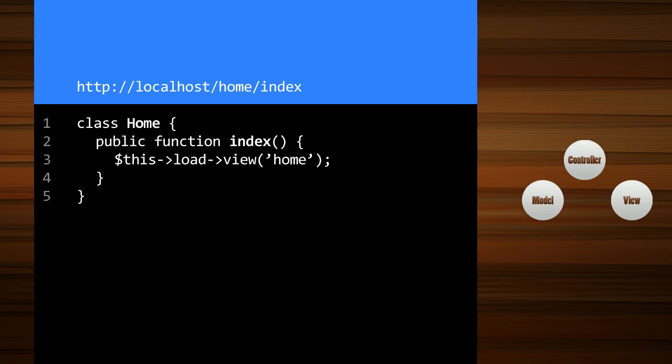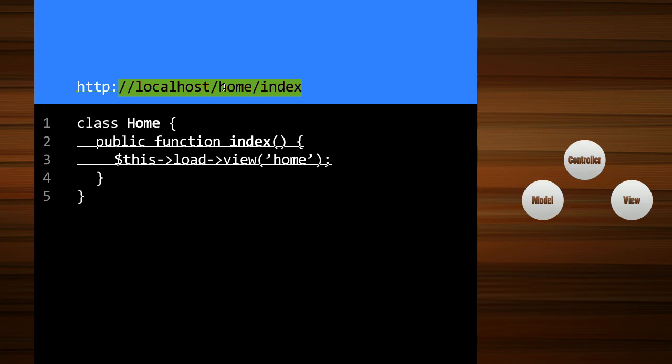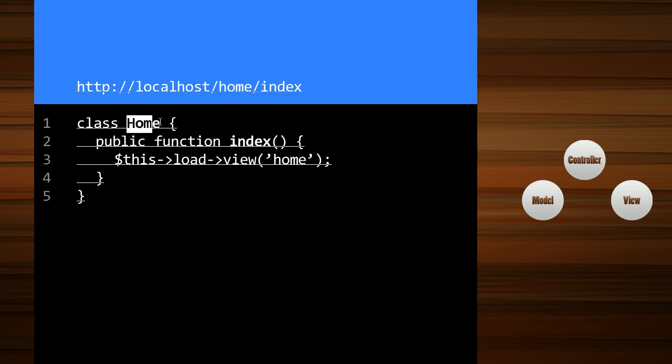Here's one that loads the home page. Now I included /index just so that you can see it. By default, Codeigniter will load index if you don't provide it. So you don't always have to provide a method. I'll just leave it here though. So we're loading the home controller. We load the class home, and then it's the index method, so index. And in this one we're loading a view.